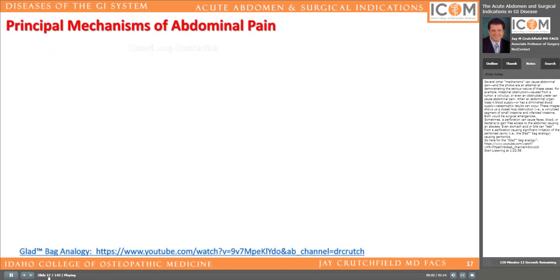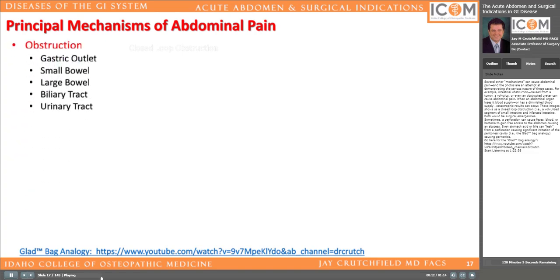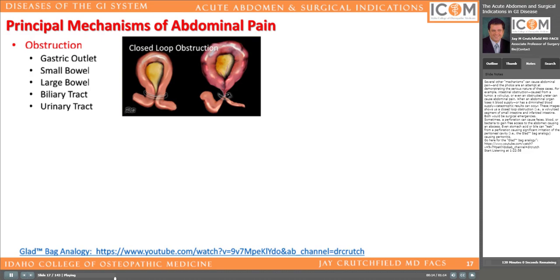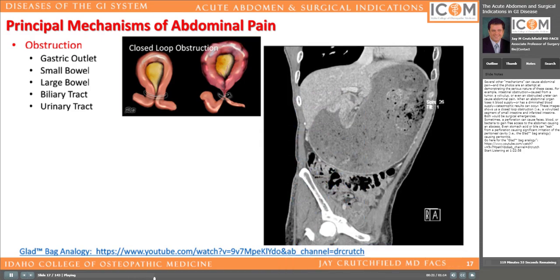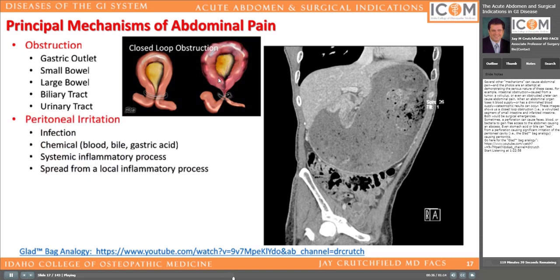Several other mechanisms can cause abdominal pain, and the photos here are an attempt at demonstrating the serious nature of these cases. For example, intestinal obstruction caused from a tumor, a volvulus, or even an obstructed ureter can cause abdominal pain. When an abdominal organ loses its blood supply or has a diminished blood supply, catastrophic results can occur. These images show us a closed-loop obstruction, i.e. a volvulized segment of small intestine with associated infarcted intestine. Both would be surgical emergencies, of course.